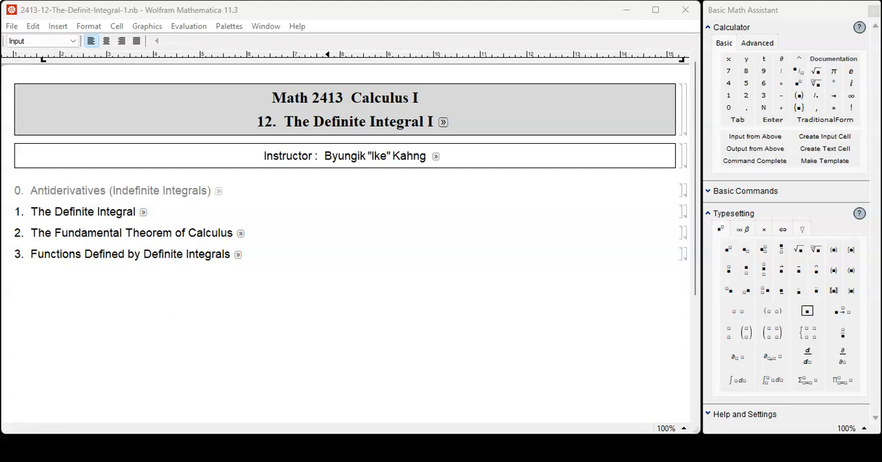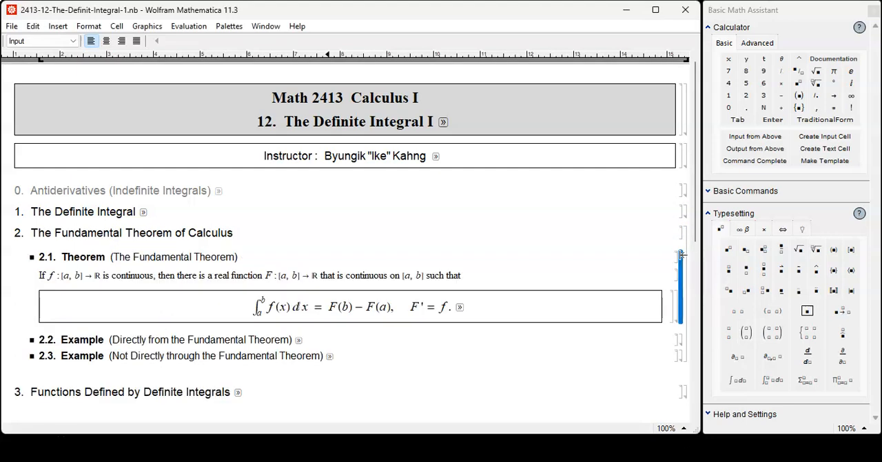For that, we're going to need a new tool. And that new tool is the Fundamental Theorem of Calculus. It's rather formidable, but let me try to break it down as much as possible. Let's begin with a continuous real function defined on a closed and bounded interval a to b, and let's name it lowercase f of x. So that's going to be the integrand.